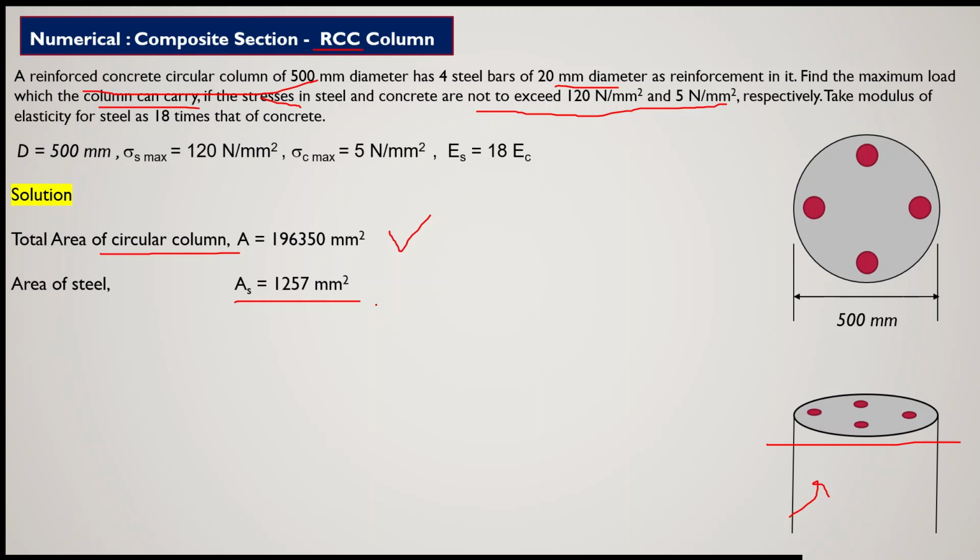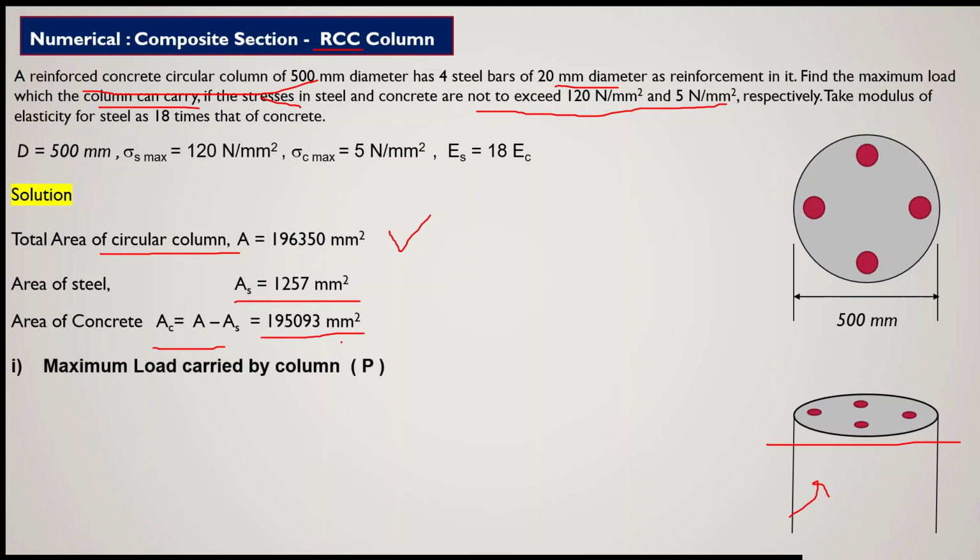Now what will be the actual area of concrete in this section? The actual area of concrete will be the total area of the composite section minus the area of steel. So this will be the area of this column which is taken care of by concrete.